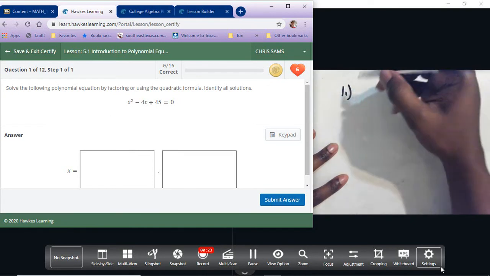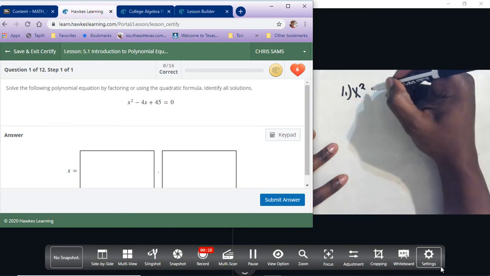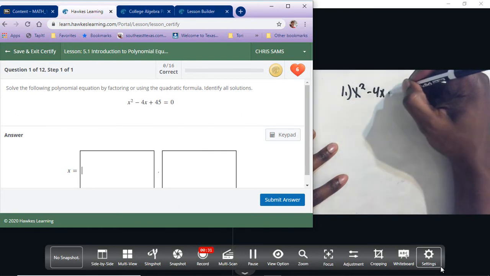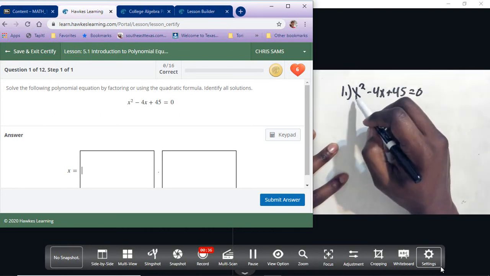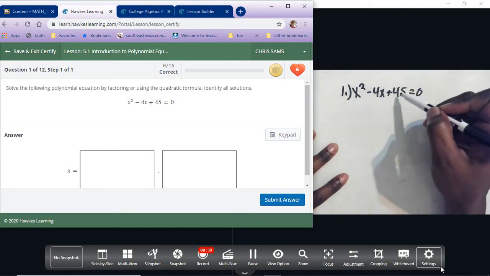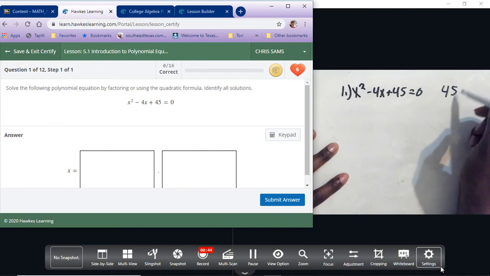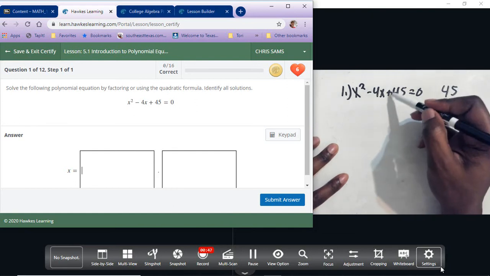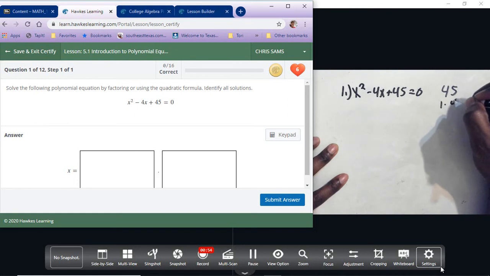If we multiply the first and the last number, x squared minus 4x plus 45. So I would multiply the leading coefficient, which is 1, times the constant, which is 45, and I want to see if there are factors of 45 that add to give you 4. And I don't think there's going to be anything. 1 times 45, and then 3 times 15, and then 9 times 5, 5 times 9.